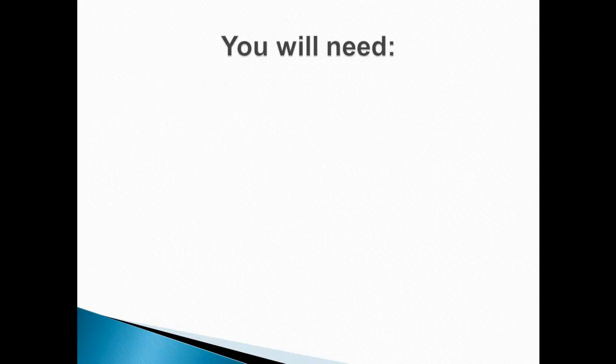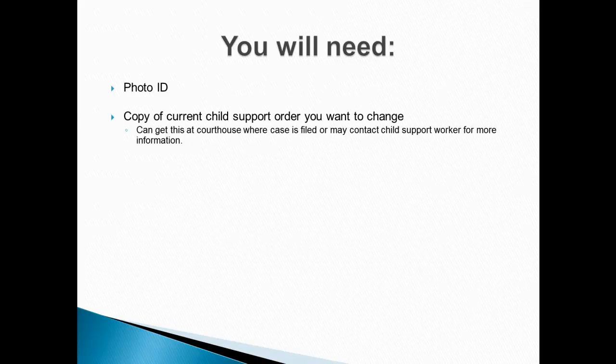In order to complete the forms, you will need a photo ID to have your signature notarized when finished with the paperwork, and a copy of your current child support order you want to change. This may be a child support order, paternity order, or it may be your divorce decree if that was the last time child support was addressed. The affidavit in support of motion to modify child support will ask questions about the current child support order, your past employment, etc. If you do not have a copy of your order, I strongly encourage you to visit the courthouse where your case is filed to purchase a copy, or contact court administration to request a copy be mailed to you.